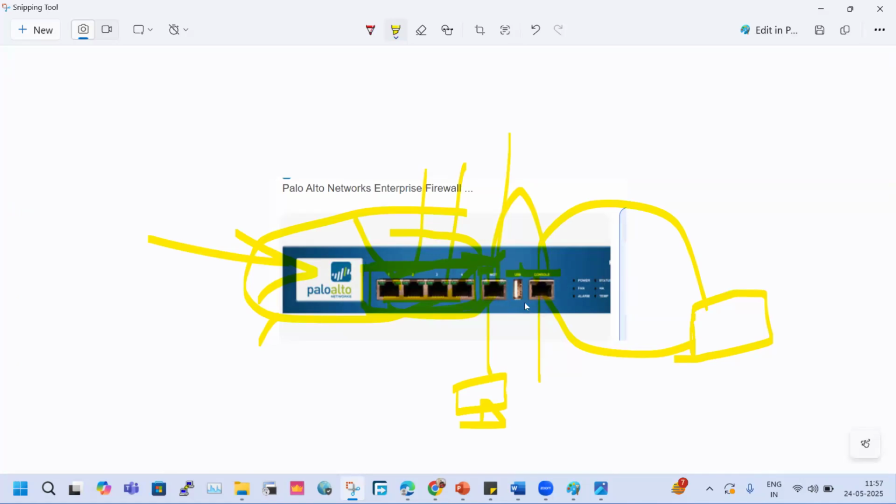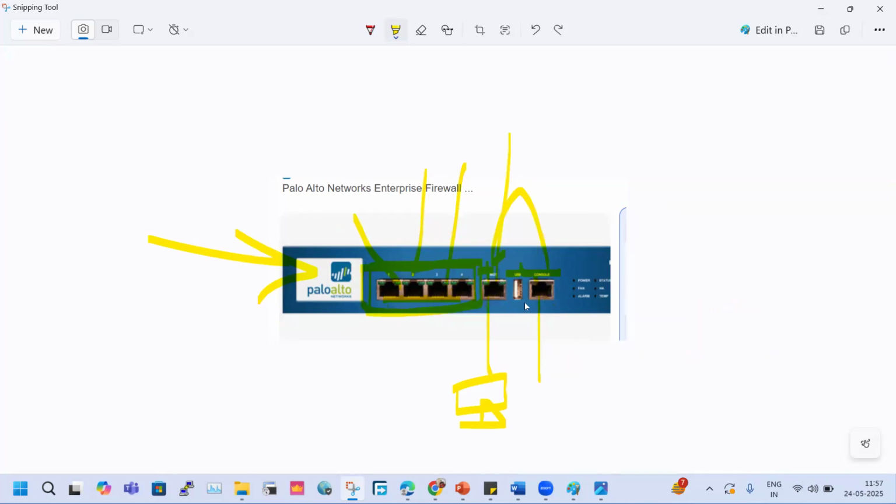But I have one concern here. This is not the latest firewall. This is a very old legacy firewall. Similarly, we have very big models available in Palo Alto as well. This is a very basic model. I'm just telling you what ports are available.